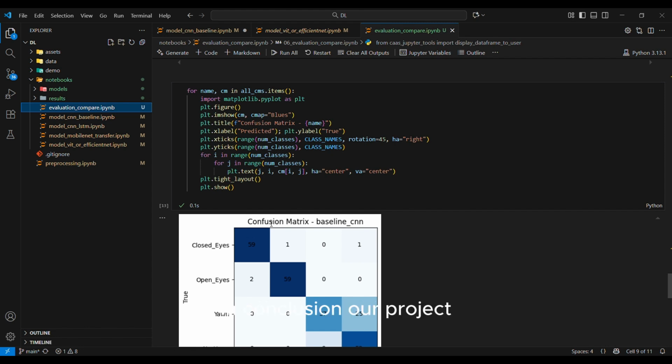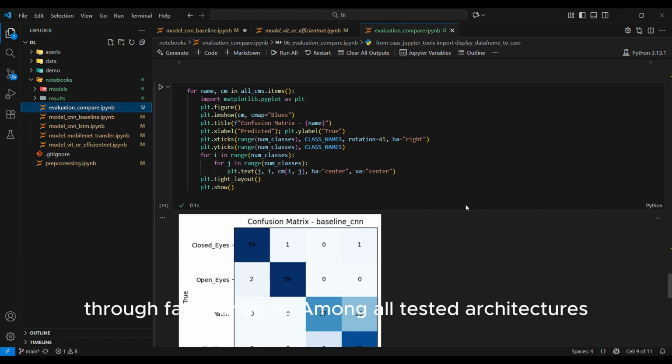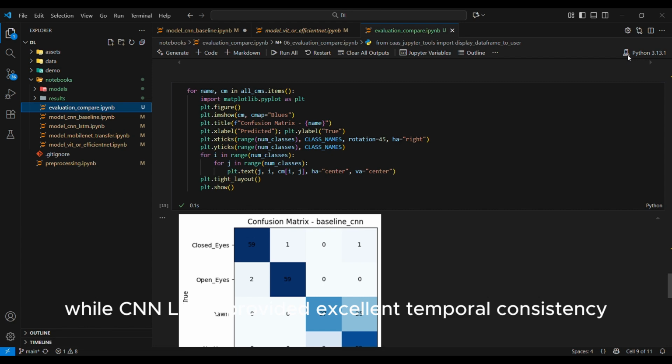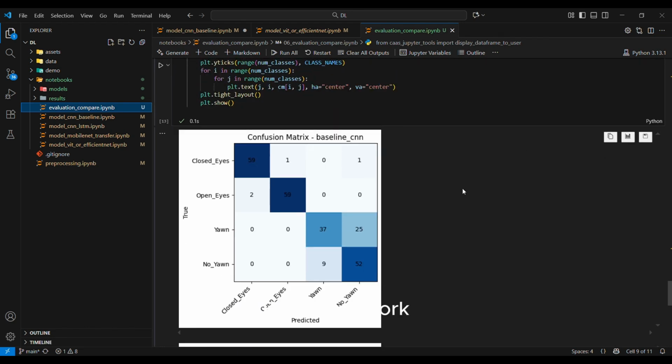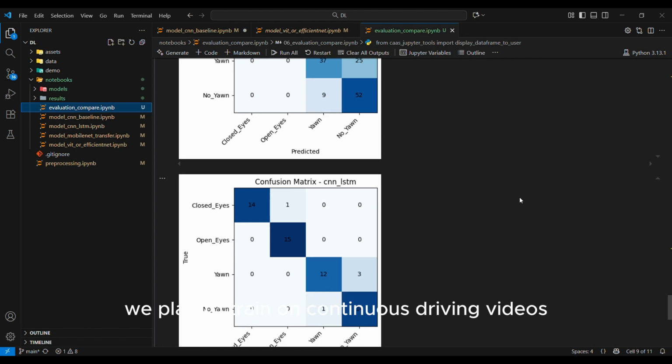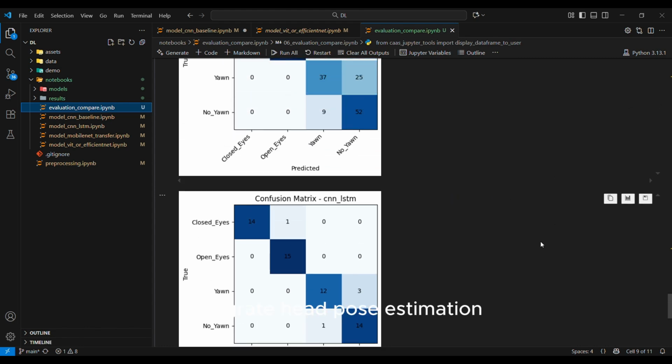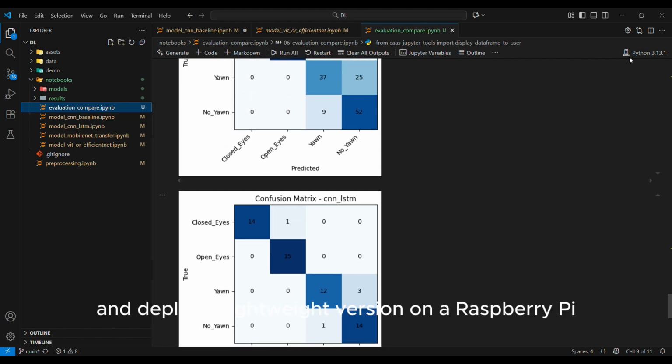In conclusion, our project successfully demonstrates that deep learning techniques can accurately detect driver drowsiness through facial analysis. Among all tested architectures, EfficientNet B0 achieved the best accuracy-speed balance, while CNN LSTM provided excellent temporal consistency. For future work, we plan to train on continuous driving videos, integrate head pose estimation, and deploy a lightweight version on a Raspberry Pi for in-vehicle use.